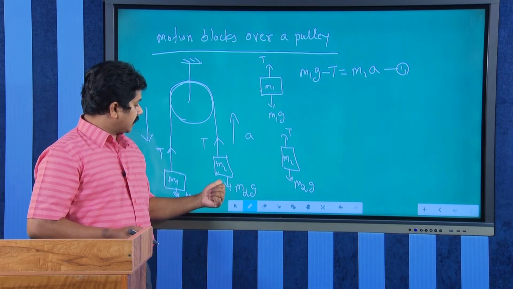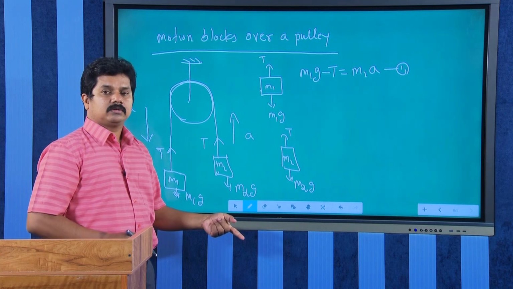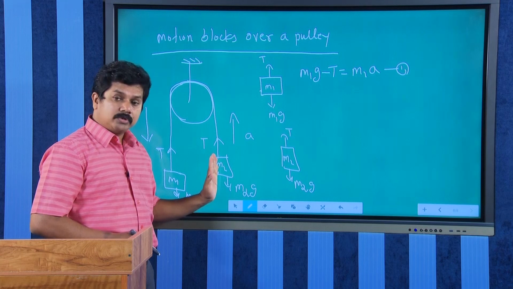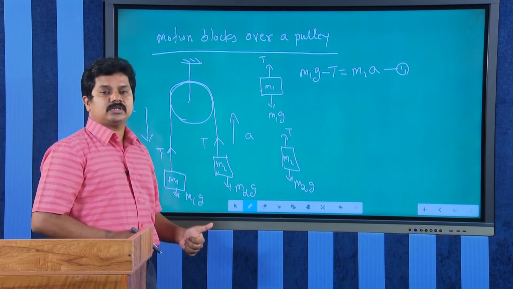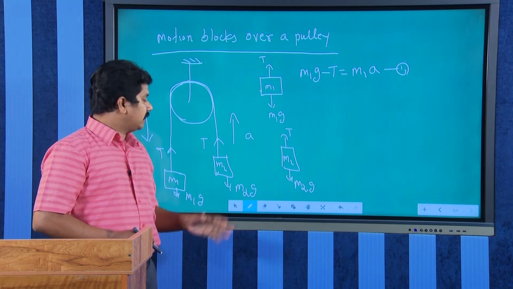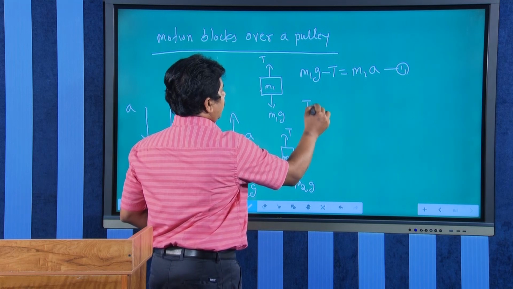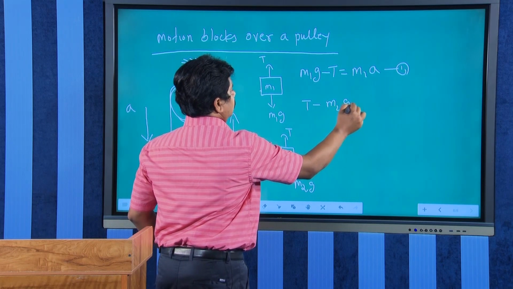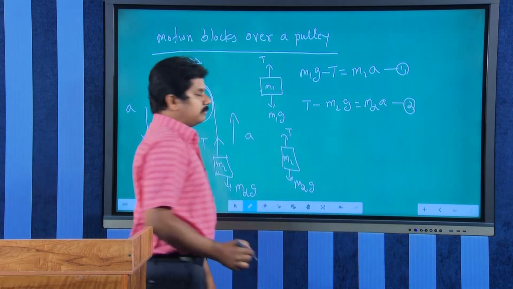Now, what about this second block? What are the forces? T up and m2 g down. We know m2 is moving up. So, which will be greater, T or m2 g? Definitely T will be greater, right. So, we can write T minus m2 g equal to m2 a, right, because T is greater.